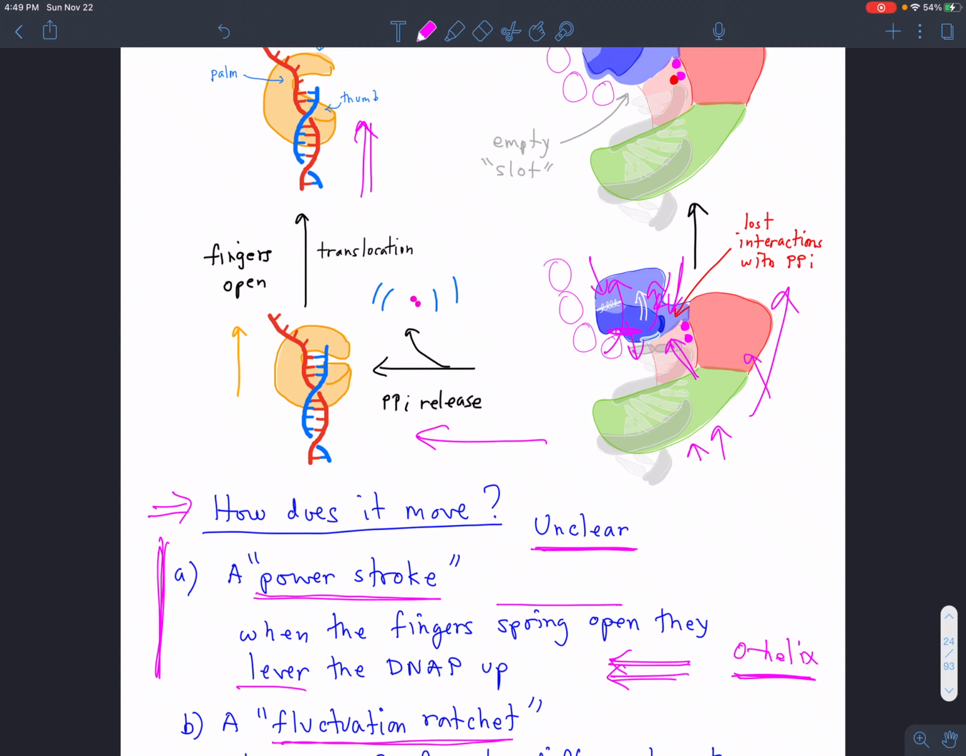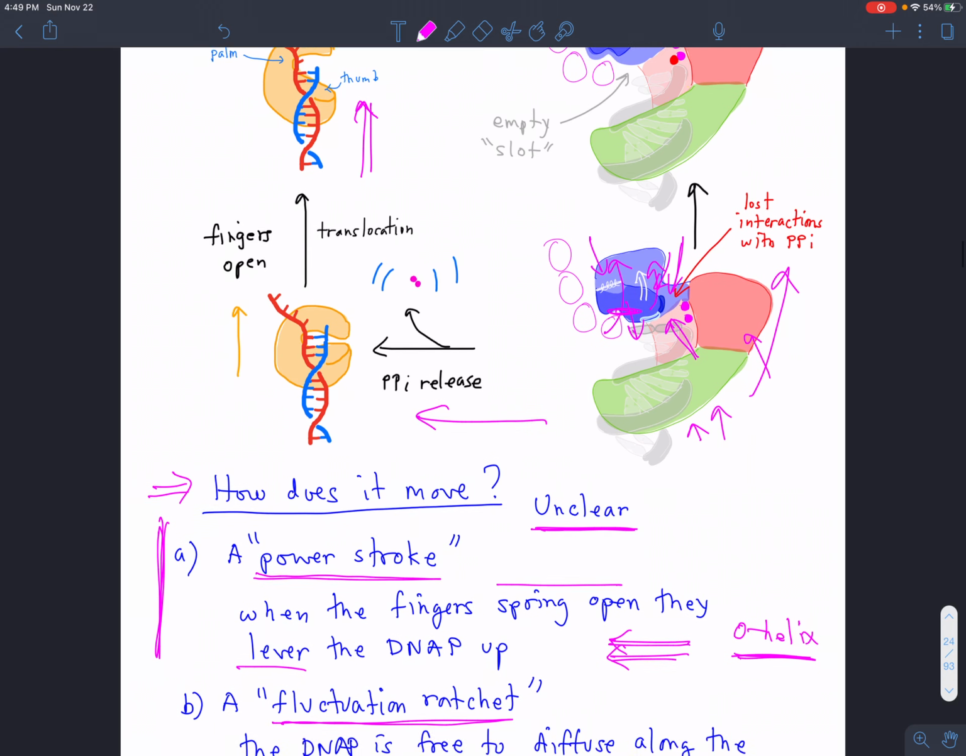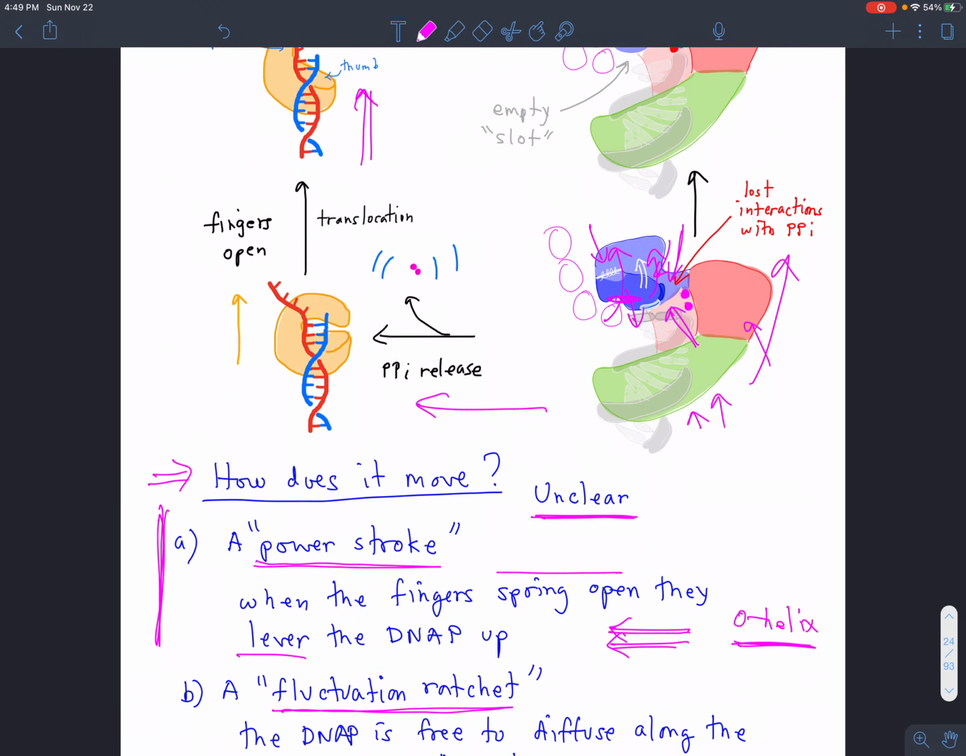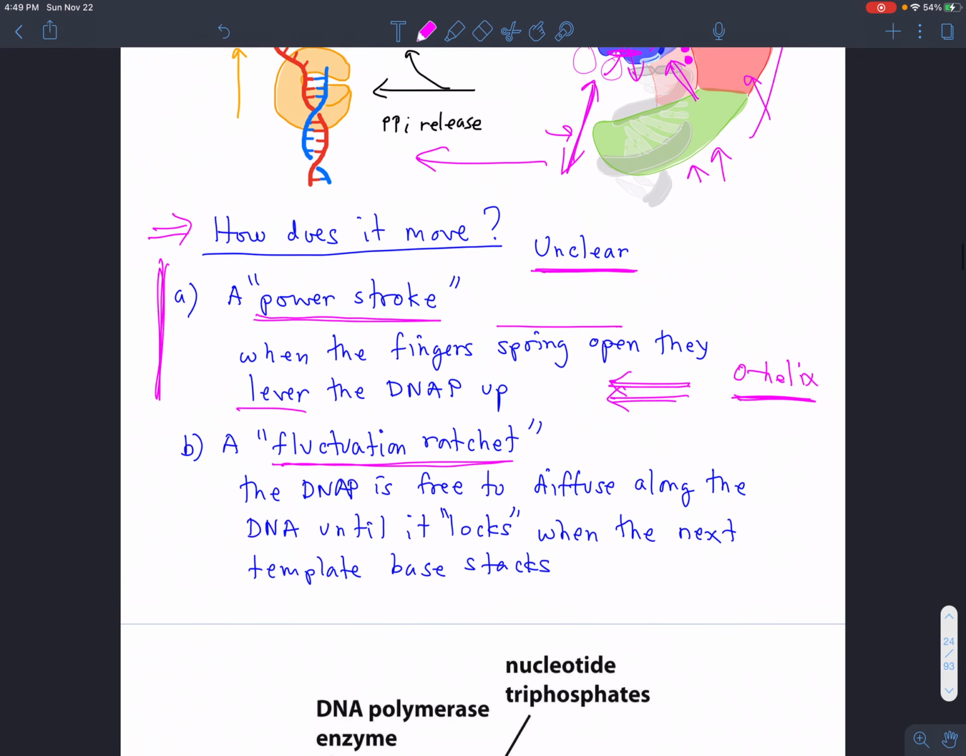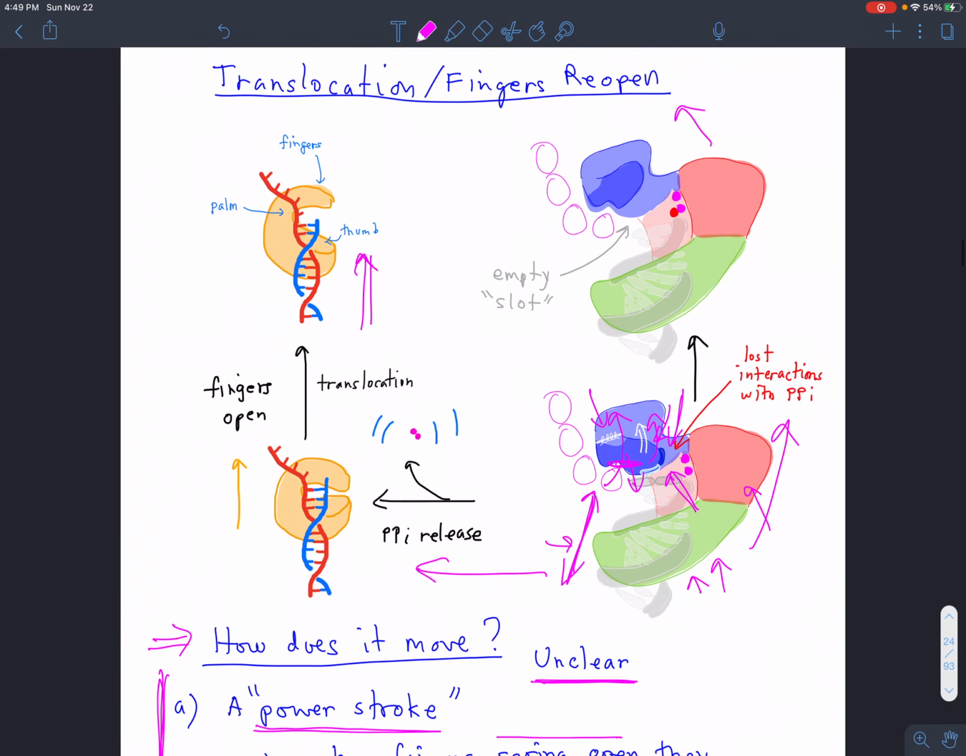There are small changes in the palm too, but mostly in the thumb and fingers. Then the polymerase gets loose on the DNA. It can start diffusing or fluctuating up and down on the DNA. It starts rotating on the DNA all by itself until it gets high enough up so that this one right here, the next template base, the next thing that's going to get copied, stacks.